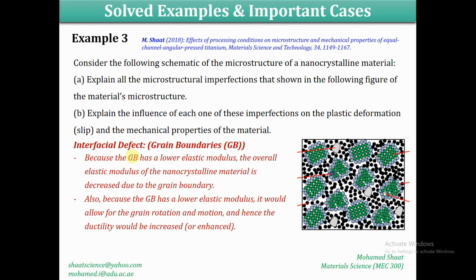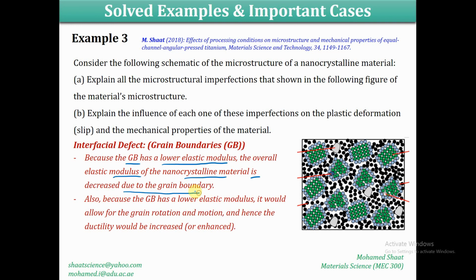The reason is that the grain boundary has a lower elastic modulus, as we mentioned, since the spacing between atoms is bigger, so the elastic modulus of the grain boundaries is lower than the elastic modulus of the grain core. This makes the grain core more rigid than the grain boundary. The grain boundary becomes more elastic, you could think of it as more flexible. So the overall elastic modulus of the nanocrystalline material will decrease, because the grain boundary has a lower elastic modulus.